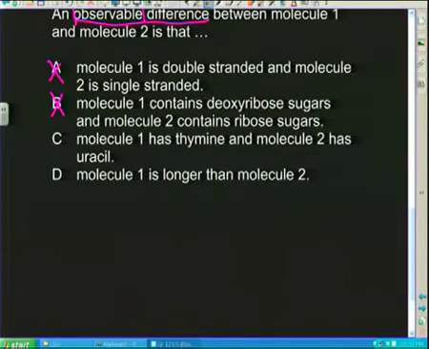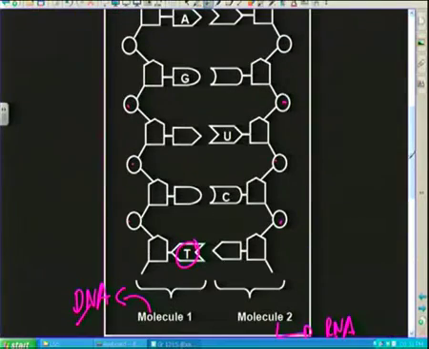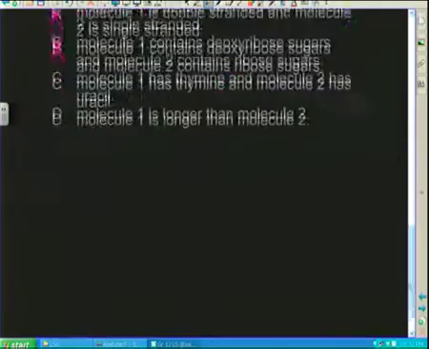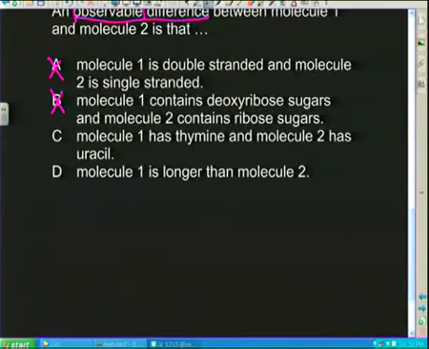Number C, molecule 1 has thymine and molecule 2 has uracil. Let's go to the picture. Molecule 1 has thymine, and there we go. Molecule 2 has uracil. Can I see it on my picture? Yes. All right, which means that number C is correct. Let's just have a look at number D just to make sure.